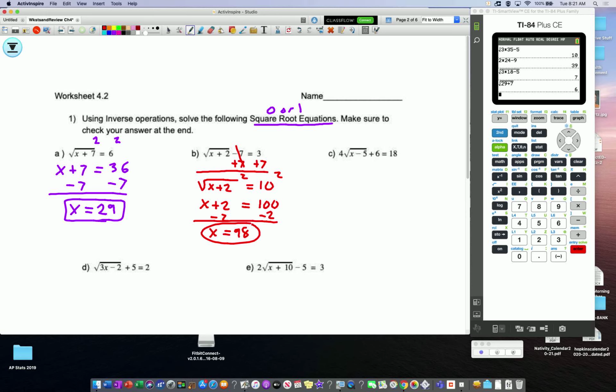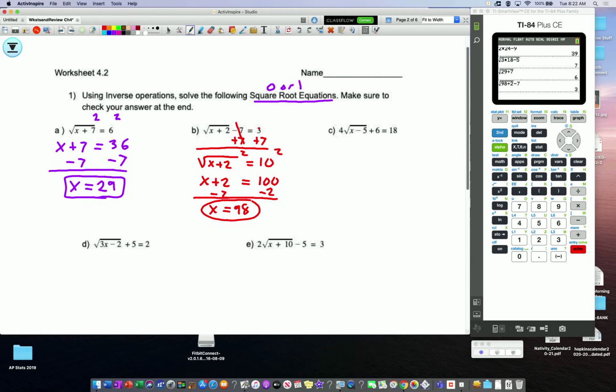So let's do a quick check. The square root of 98 plus 2, move the parentheses out, minus 7, equals positive 3. As you can see, it equals 3 right there. I did it right. Sweet. 2 for 2. Let's keep on chugging away.